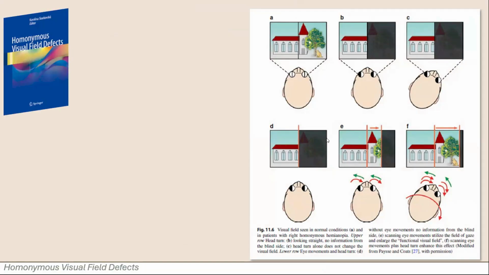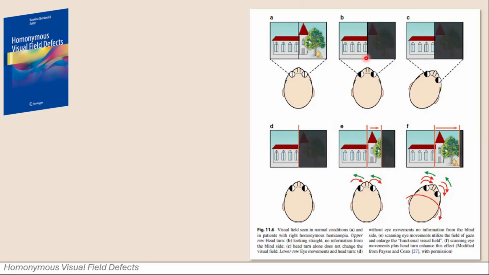As you can see in this photo from this book, which is all about homonymous visual field defects, look at the letter B here. This patient has right homonymous hemianopia, so the right side of the visual field is missing. Remember, we say it is missing. We depict it as black or dark, but the patient would say something is missing.